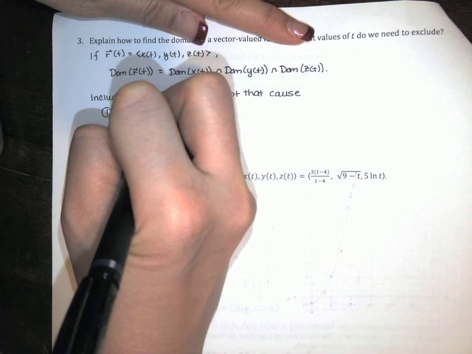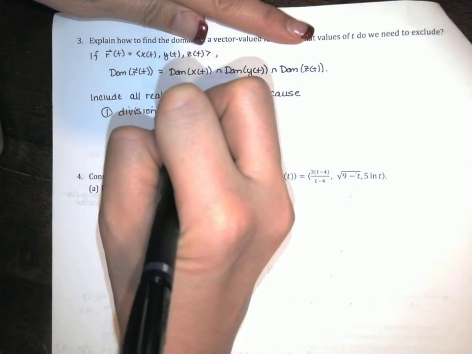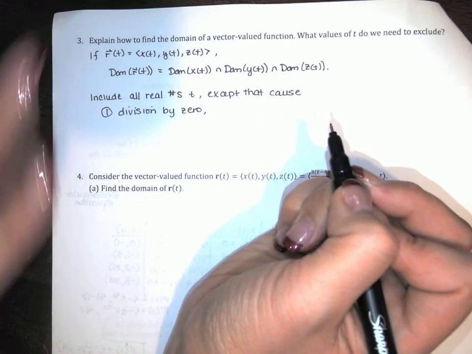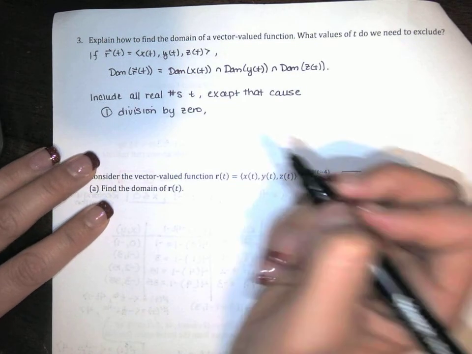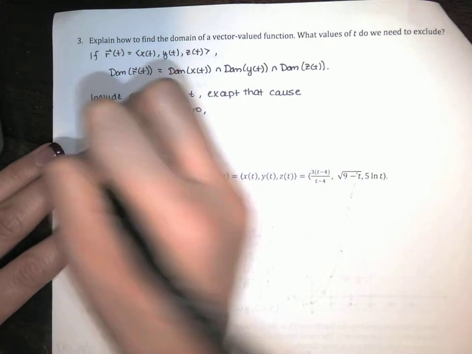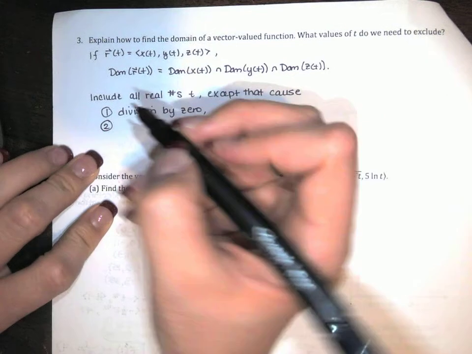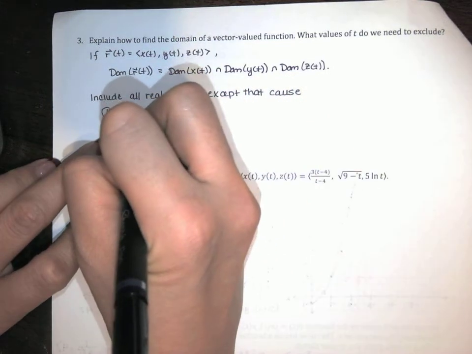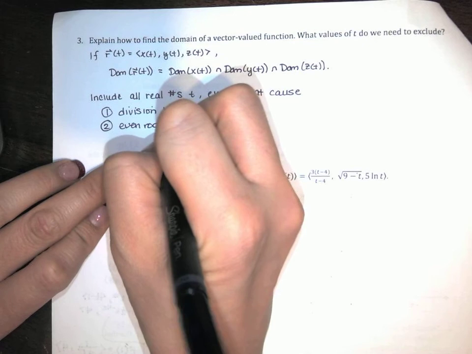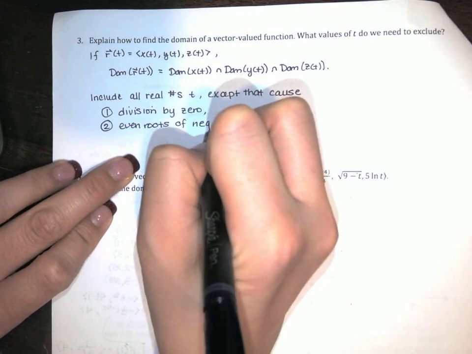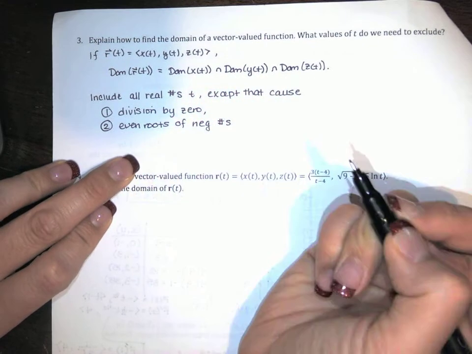Division by 0 is one of them. We have no desire to divide by 0. It doesn't make sense to take something and divide it into 0 pieces, so we're not going to do it. We also don't want to take even roots, so usually square roots, but sometimes 4th roots, 6th roots, and so on, of negative numbers. So those are well-known numbers.